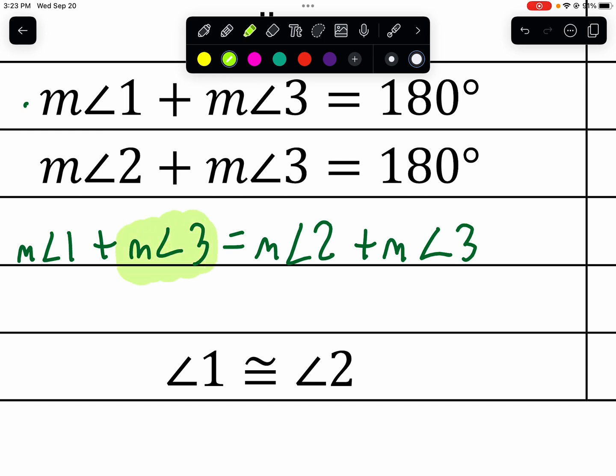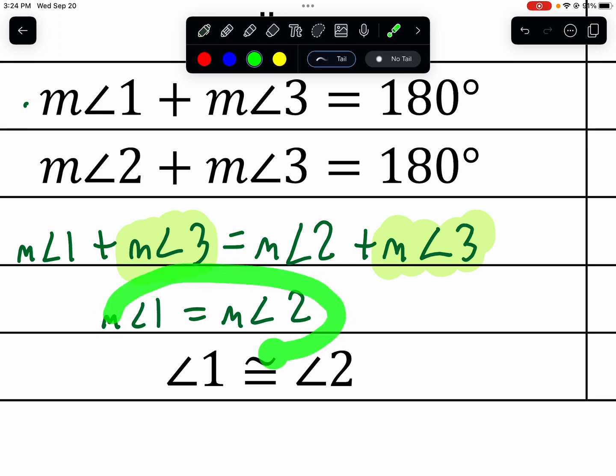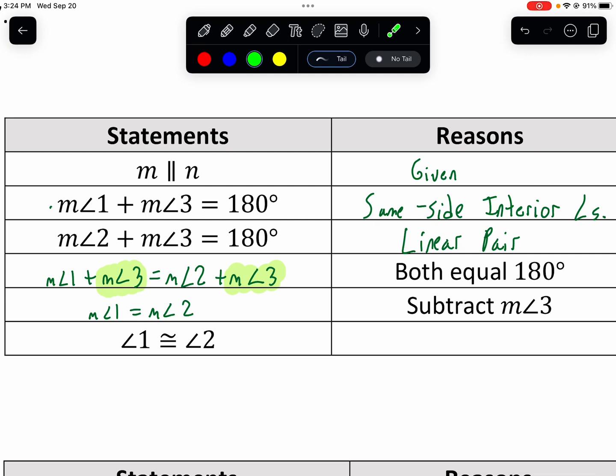The measure of angle 3, measure of angle 3. That's in both of them. So I can subtract the measure of angle 3 out, and I'll get angles 1 and 2. The measure of angle 1 is equal to the measure of angle 2. We subtracted out the measure of angle 3. Now that I've got this, I'm going to switch back over to geometry. This tells me that angle 1 and angle 2 are the same measure or the same size. They're the same shape because they're both angles, and they're also the same size. So what does that make them? That makes those two angles congruent.